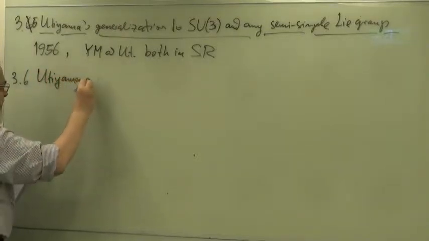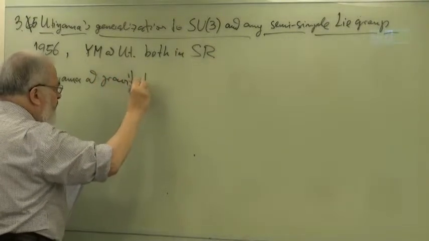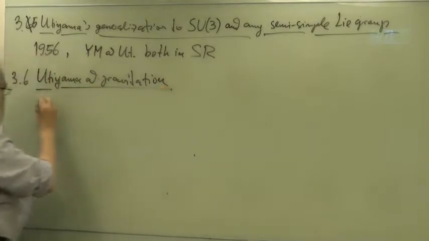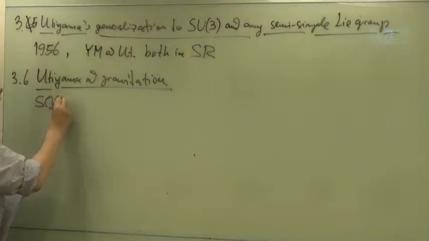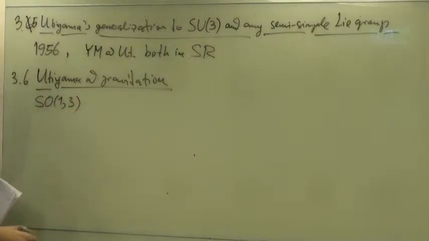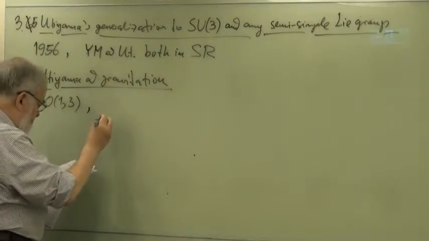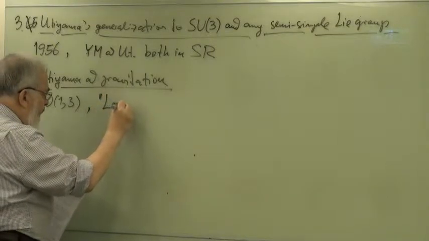Utiyama and gravitation. So what I mentioned was that he, as one example of a non-symbolic group, took the SO(1,3), and he had a section in his paper which was called "Lorentz group and the gravitational field."